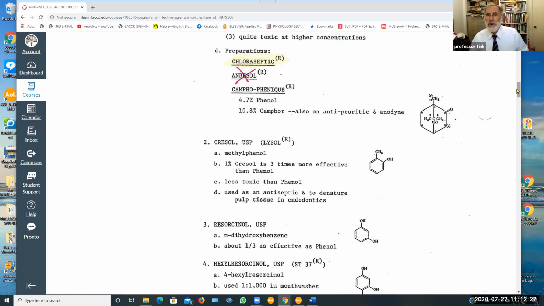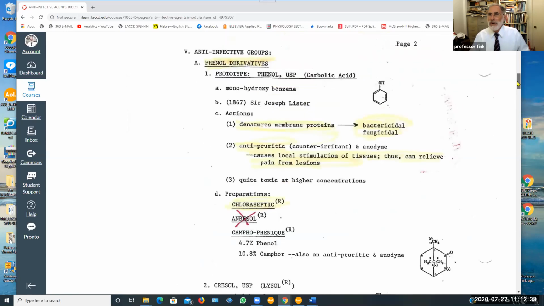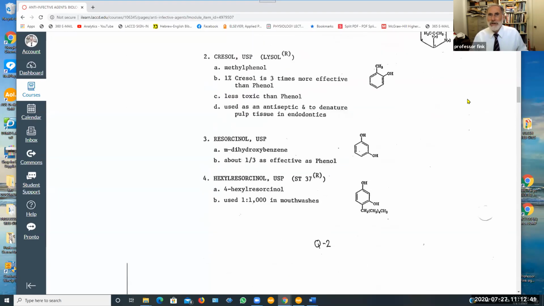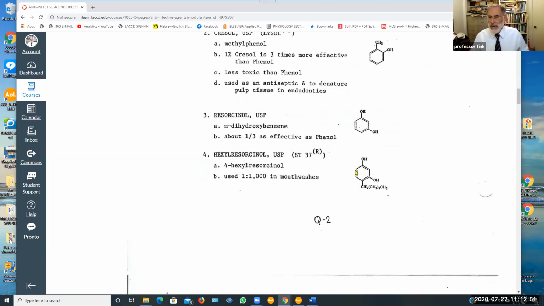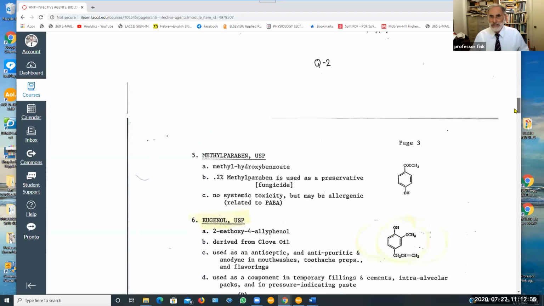There are a number of other products that are in this class called phenols. They are chemically similar in structure. You'll notice phenol is basically a six-sided ring with an OH. You don't have to know that, but that's its structure. And here is cresol, which is very similar, and resorcinol and hexylresorcinol. All of these are used as antiseptics, disinfectants. They are all chemically, structurally similar to phenol and work just like phenol.